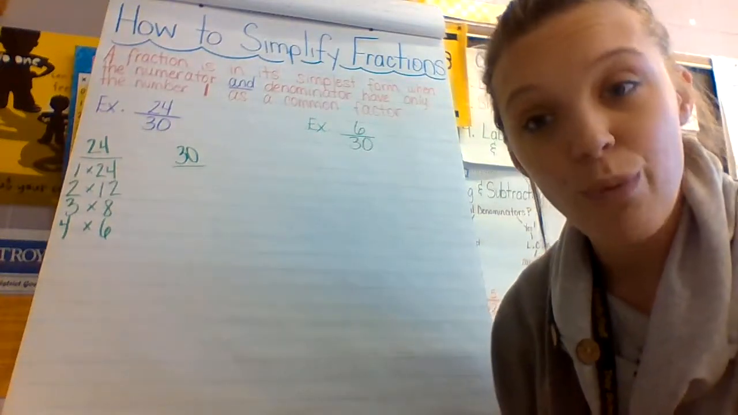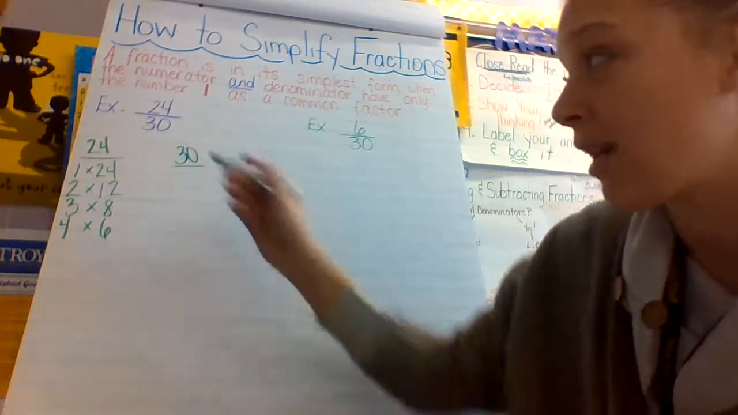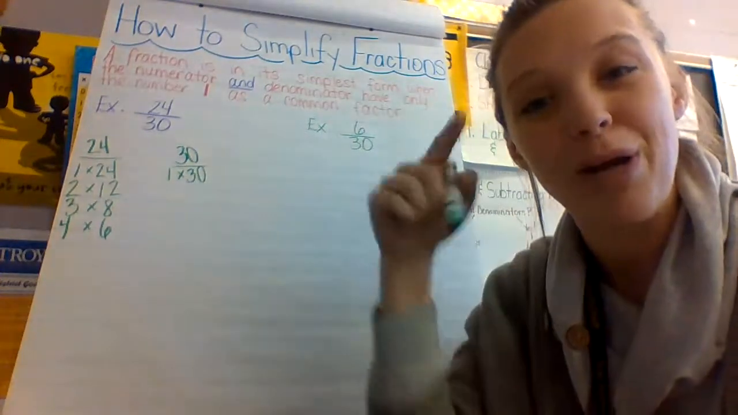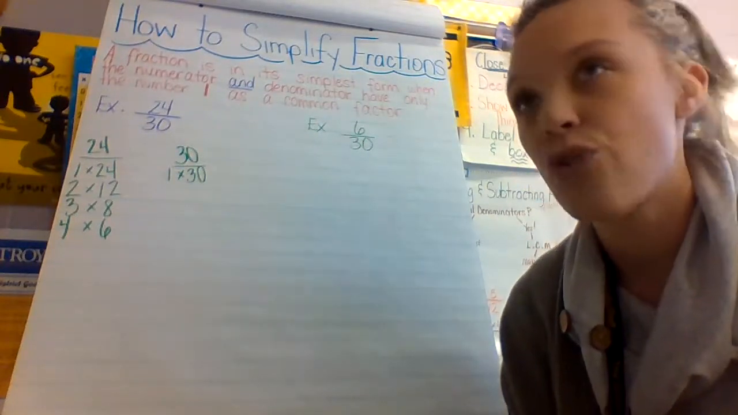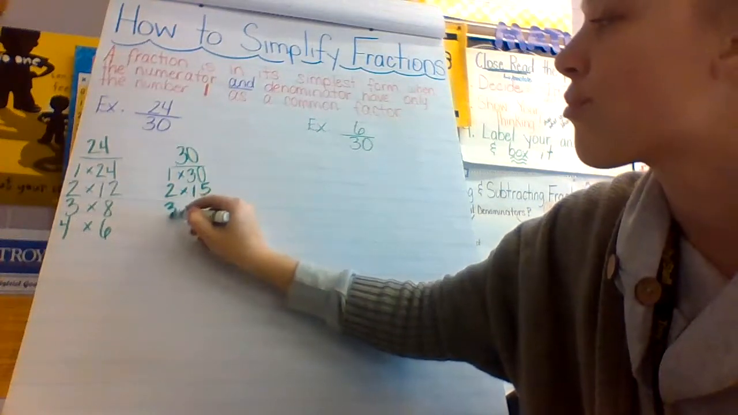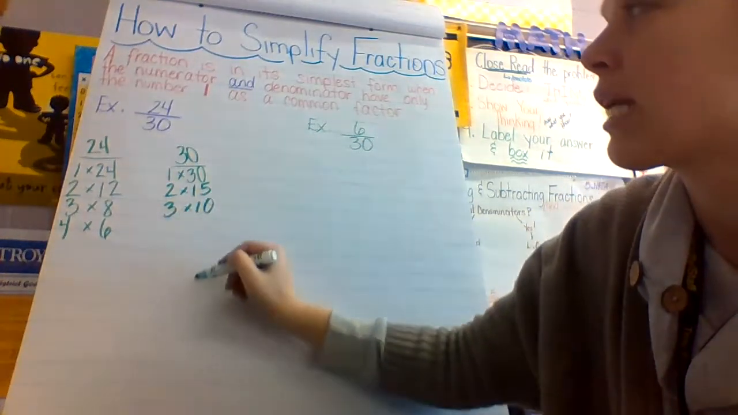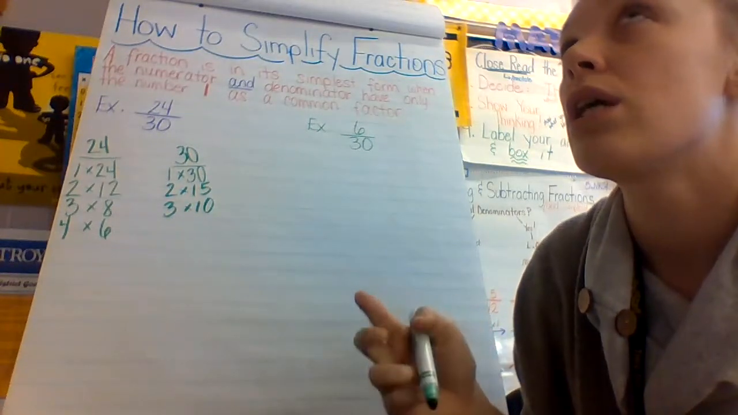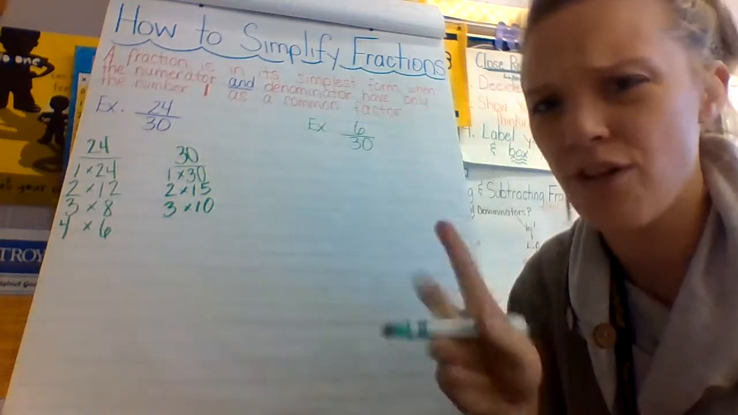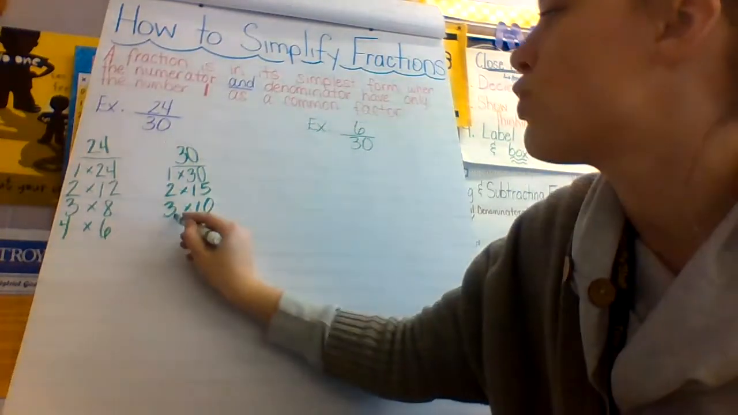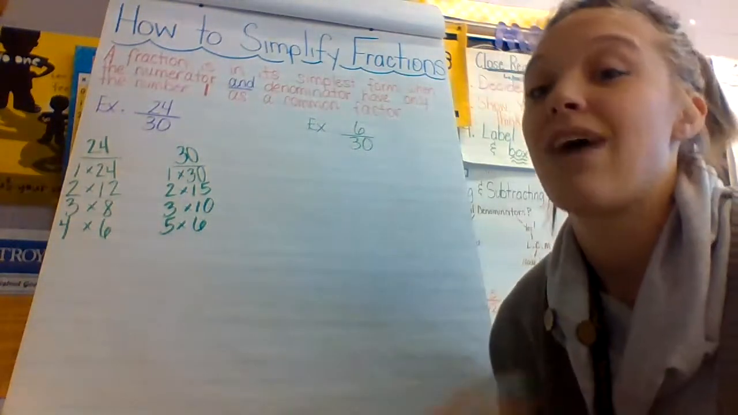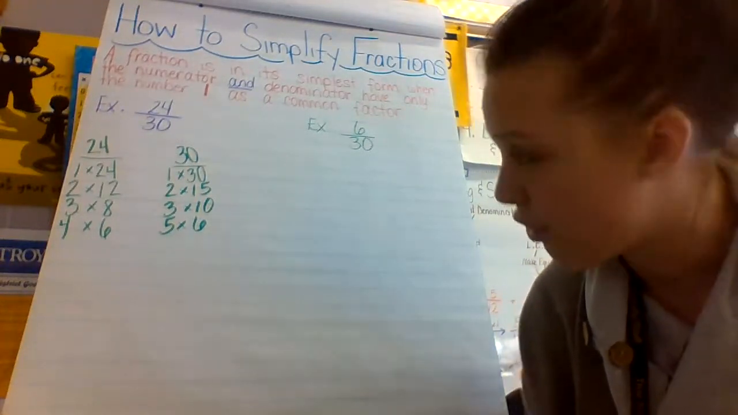And I'll do the same work with the denominator, the number 30. I'm going to list all of the factors of 30. I like to start with the number 1 and work my way up from there. So 1 times 30 is 30. 2 times 15 is 30. 3 times 10 is 30. 4, 8, 12, 16, 20, 24, 28. I just skip counted my 4s. I know that 4 is not a factor of 30. I do know that 5 times 6 is 30. And then opposite of that, 6 times 5 is 30 as well. Those are all the factors of 30.